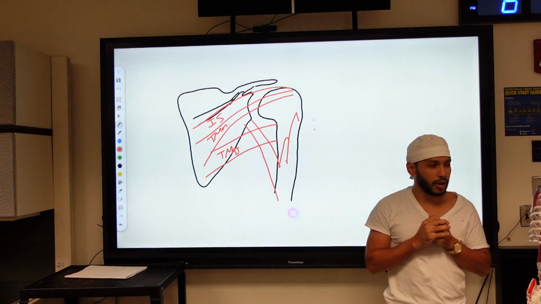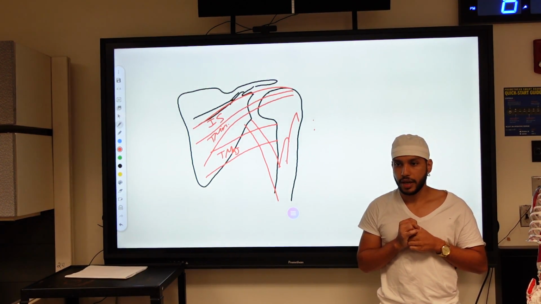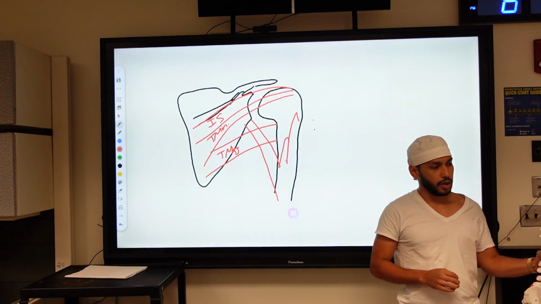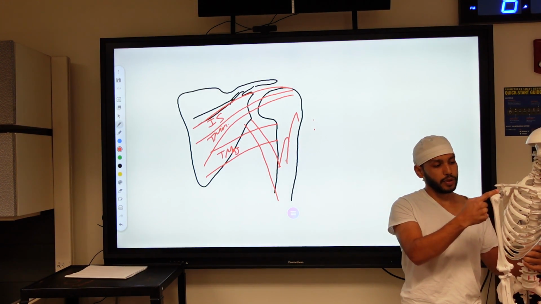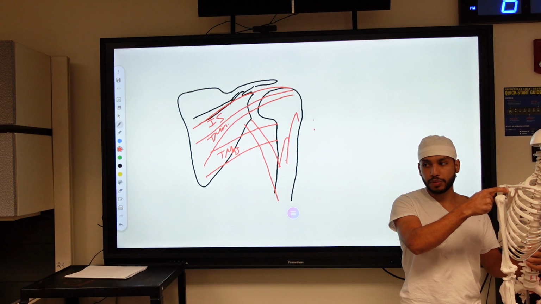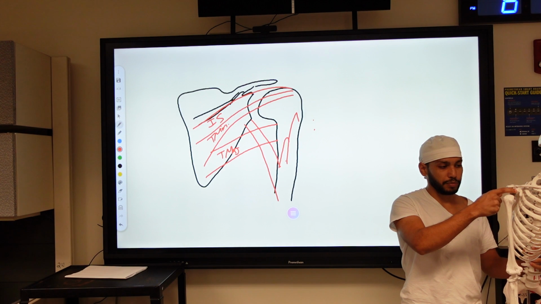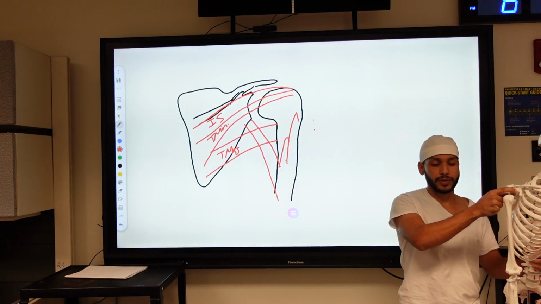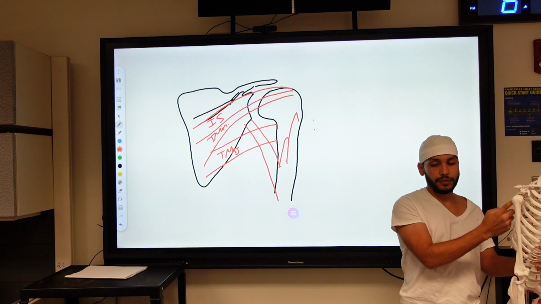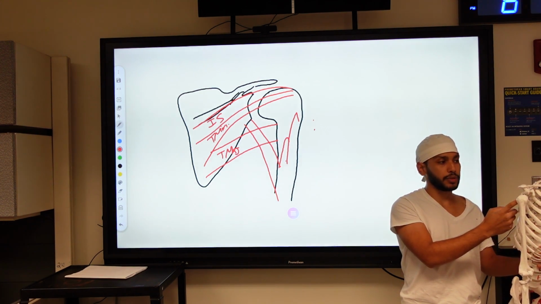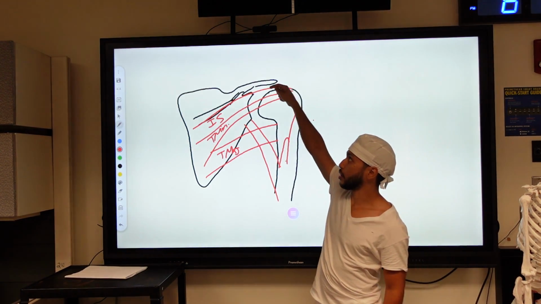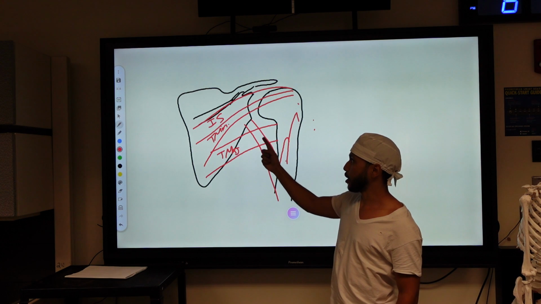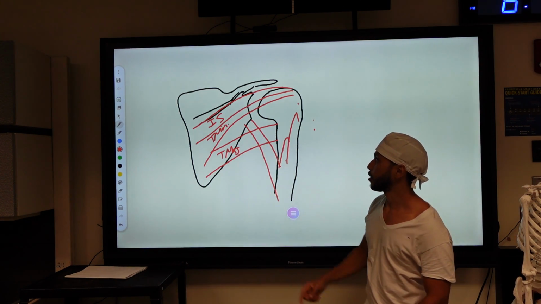You guys remember the long head of the biceps brachii, and how it would run through the bicipital groove on the anterior humerus, go over, and attach to the supraglenoid tubercle, called that because it's a little tubercle superior to the glenoid fossa. Well, this right here, inferior to the glenoid fossa, is the infraglenoid tubercle. That's the attachment site for the long head of triceps. So the bicep long head attaches up here, and the tricep long head attaches down here. Okay, now.